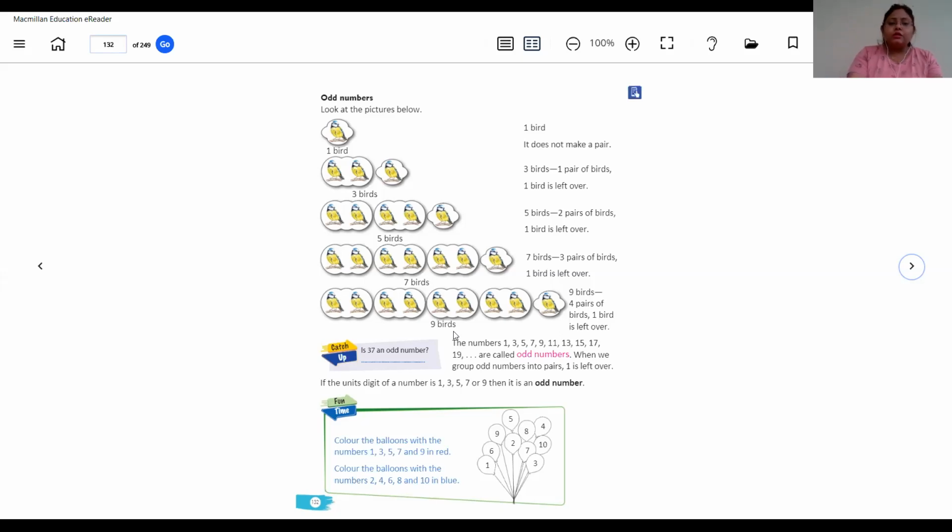Okay. So now student, in the textbook there is a section called Fun Time. What is Fun Time? In Fun Time, color the balloons with the numbers 1, 3, 5, 7 and 9 in red. So student, you have to color the odd numbers in red and the even numbers in blue. Complete it in your textbook. Is it clear?